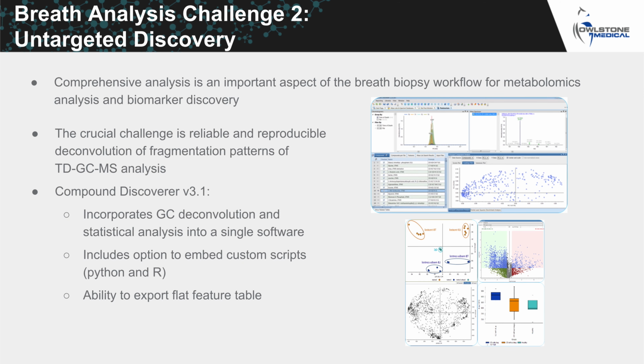The next challenge in breath analysis is untargeted discovery. Comprehensive analysis is an important aspect of the breath biopsy workflow for metabolomics and biomarker discovery. The mass accuracy from the Orbitrap systems guarantees that the samples that we analyze will yield good quality data fit for untargeted analysis. From this data, we need to extract features for subsequent analysis. The crucial part here is reliable and reproducible deconvolution of the raw data.